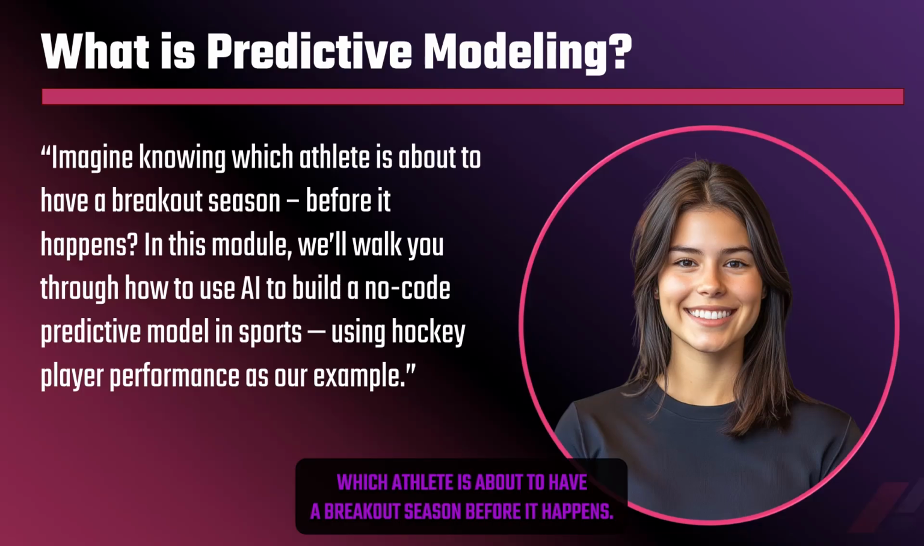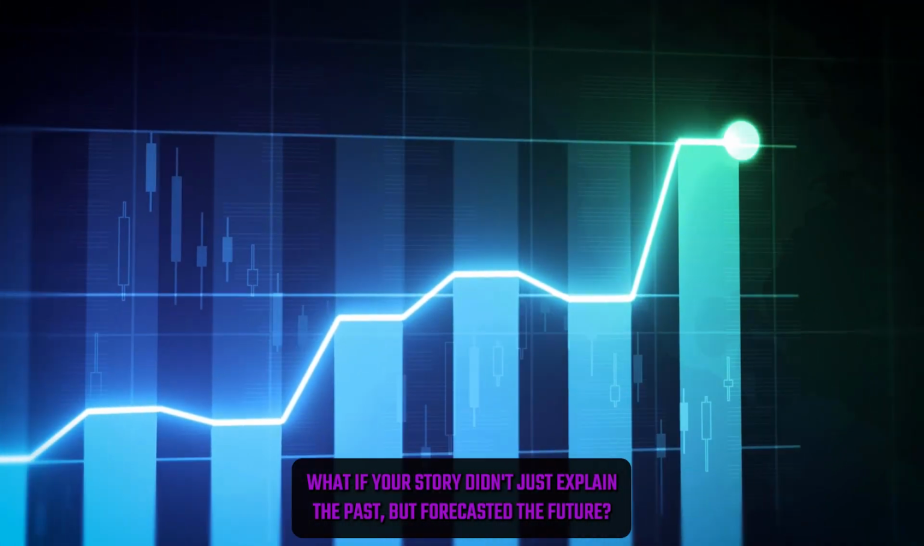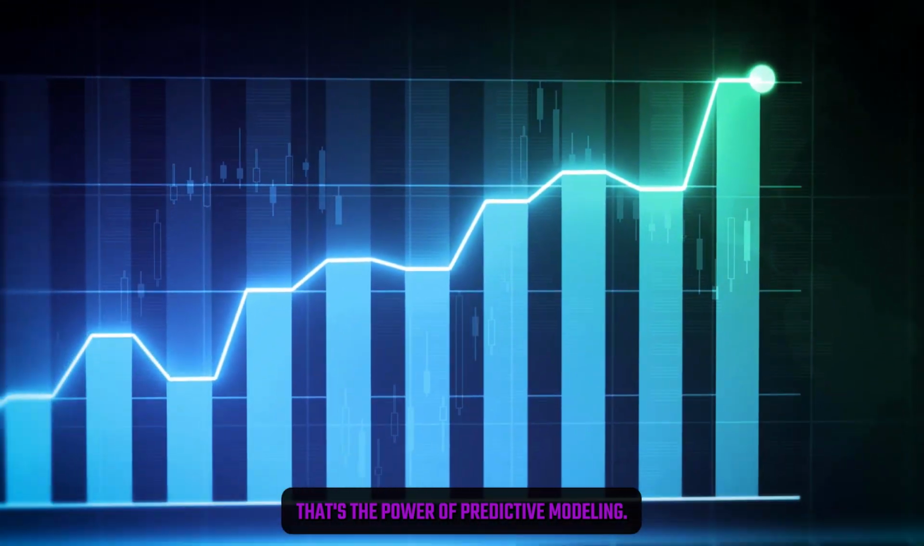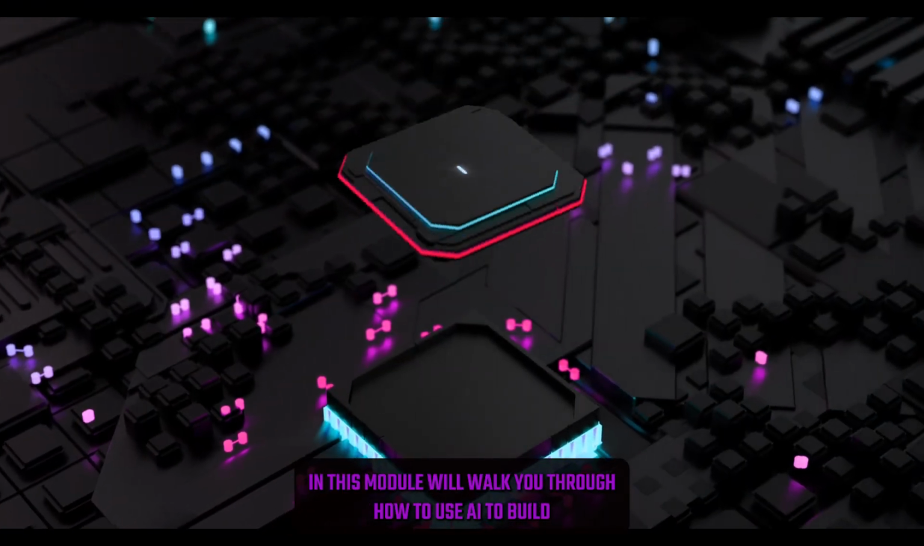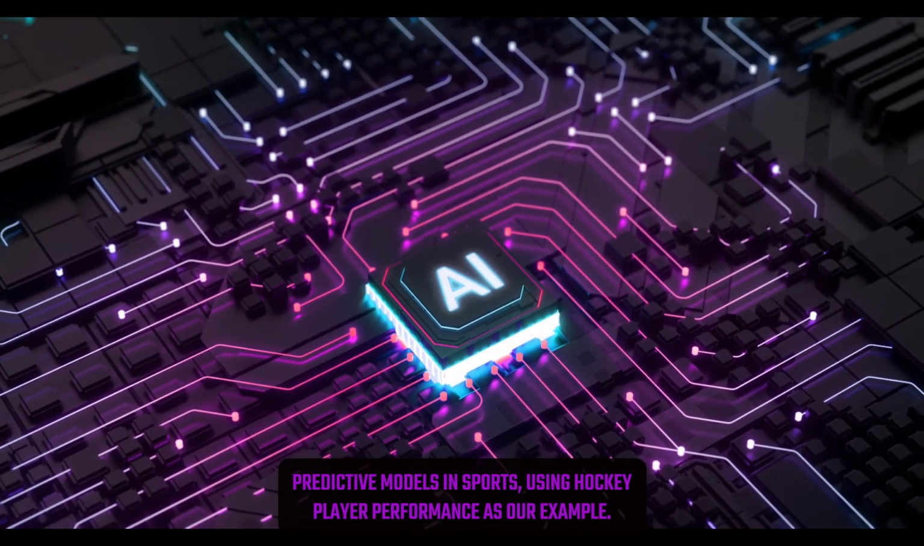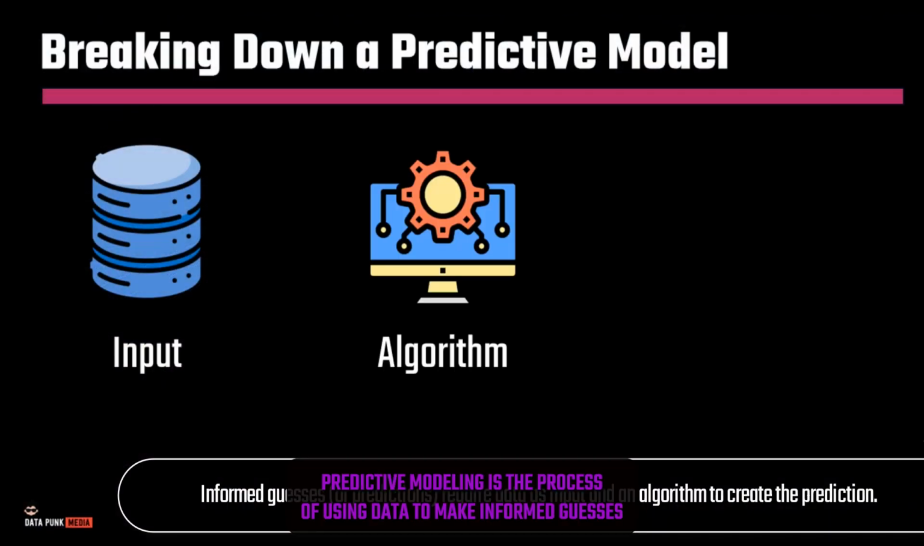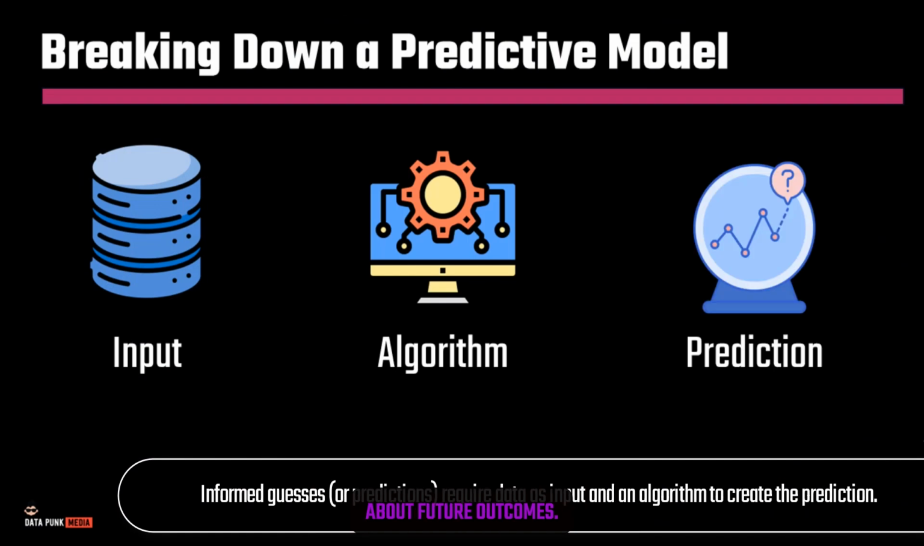Imagine knowing which athlete is about to have a breakout season before it happens. What if your story didn't just explain the past but forecasted the future? That's the power of predictive modeling. In this module, we'll walk you through how to use AI to build predictive models in sports, using hockey player performance as our example. Predictive modeling is the process of using data to make informed guesses about future outcomes.